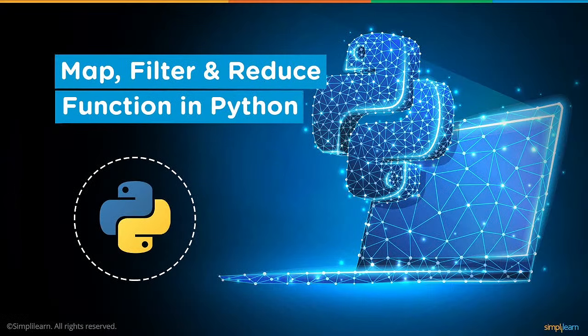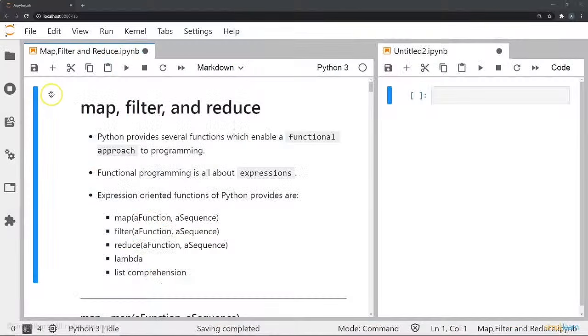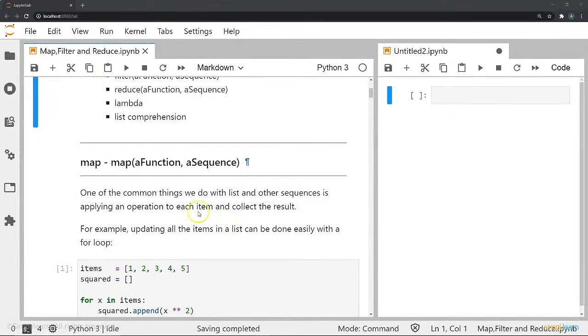In this video, we will be covering the topics of map, filter, and reduce functions in Python. Python provides several functions that enable a functional approach to programming. Since functional programming is all about expressions, some of these expression-oriented functions of Python are lambda functions, list comprehensions, map, filter, and reduce. We've already covered lambda and list comprehensions, so now let's cover map, filter, and reduce. To start off, let's look at the map function.